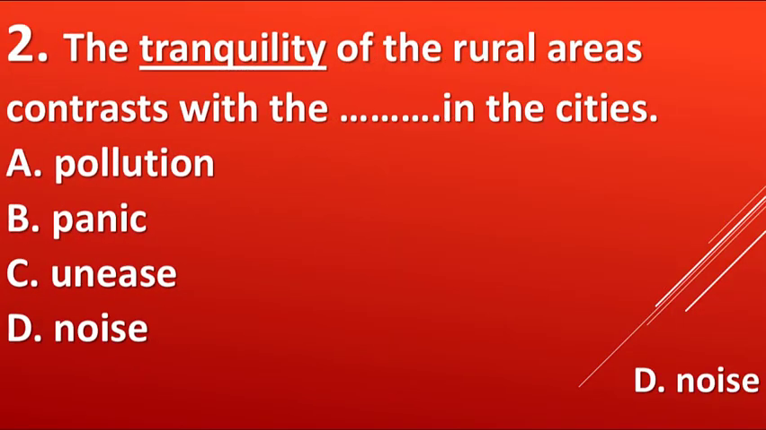Question 2. The tranquility of the rural areas contrasts with the dash in the cities. A. Pollution. B. Panic. C. Unease. D. Noise. The correct answer to this question is D. The tranquility of the rural areas contrasts with the noise in the cities.